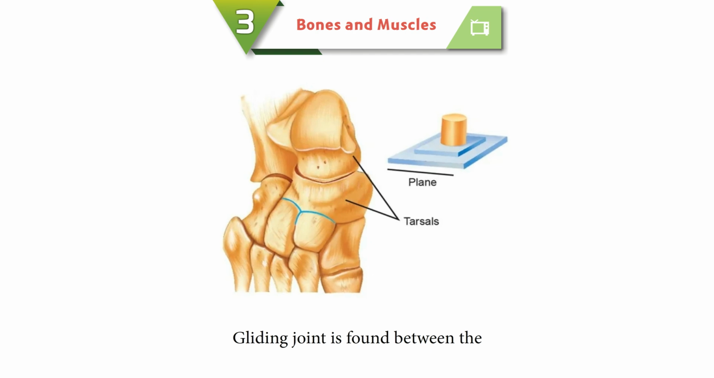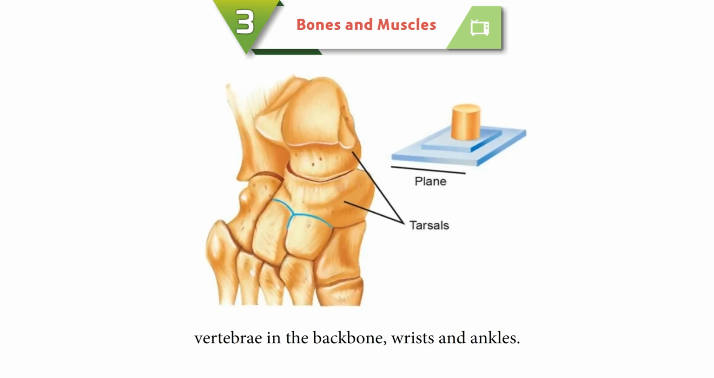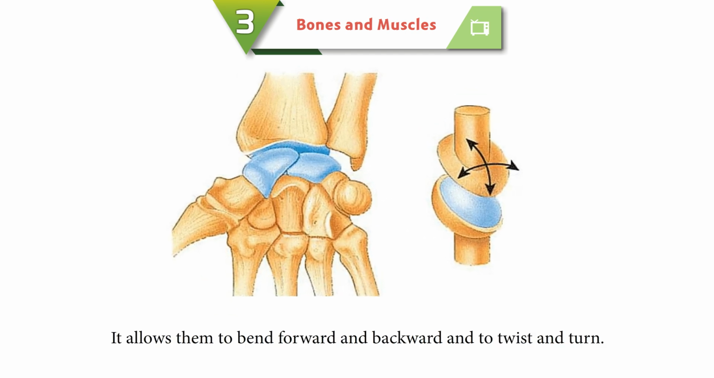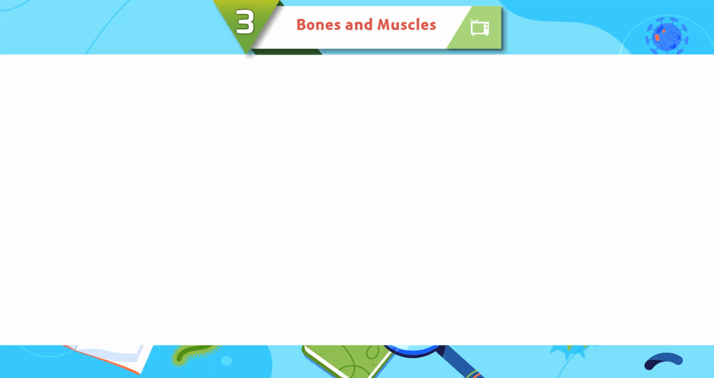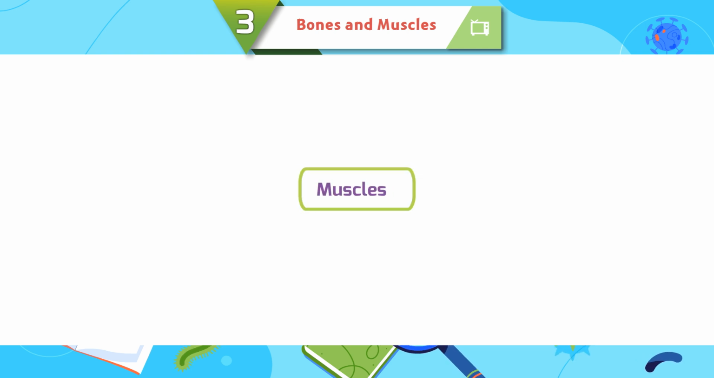Gliding joint. Gliding joint is found between the vertebrae in the backbone, wrists and ankles. It allows them to bend forward and backward and to twist and turn. Did you know? The only bone in the human body not connected to another is the hyoid, a V-shaped bone located at the base of the tongue.